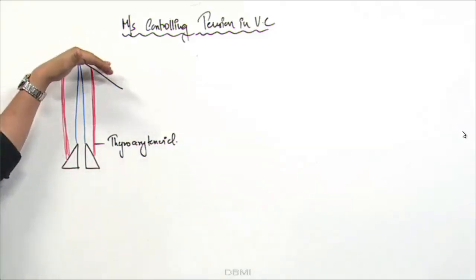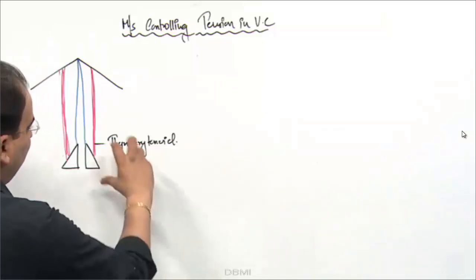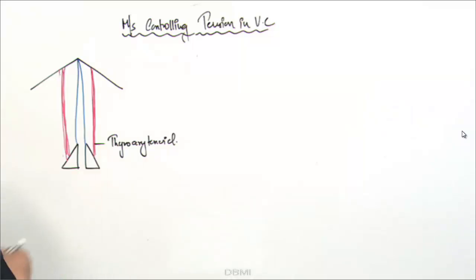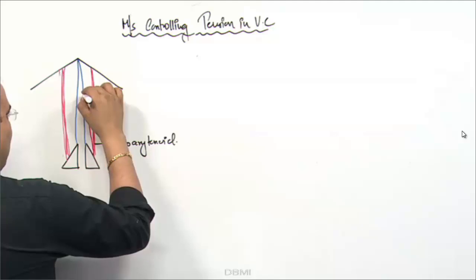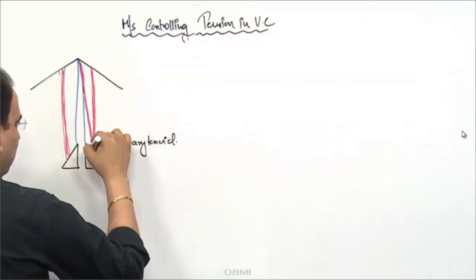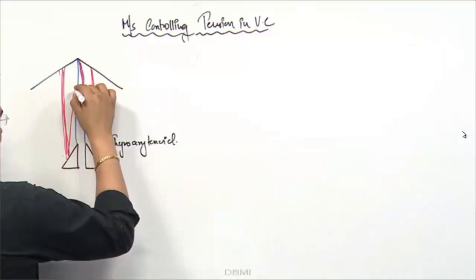Thyroarytenoid, from the thyroid lamina to the anterolateral surface of arytenoid. Now the modification of thyroarytenoid, or I should say the medial part of thyroarytenoid or the medial fibers of thyroarytenoid, they will converge along with the vocal cord and will get attached to the anterior 1/3 of the vocal cord. See, this is important, how exactly they are going and attaching.